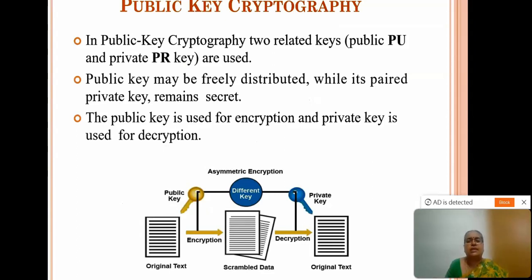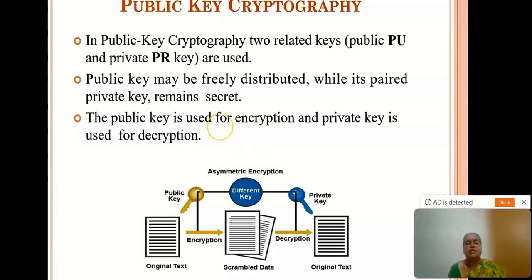Before we look into the RSA algorithm, let me explain what public key cryptography is, or the basic concepts of public key cryptography, because RSA is one of the public key cryptography algorithms. In public key cryptography, two related keys are used. As we learned already, one key is used for encryption and another key is used for decryption. They are named the public key and the private key. The public key may be freely distributed while its paired private key remains secret. The public key is used for encryption and the private key is used for decryption.